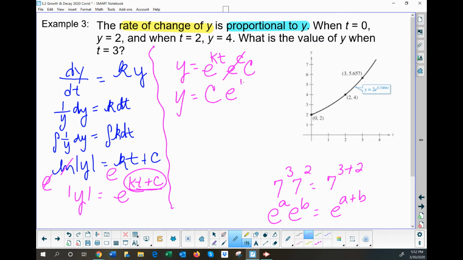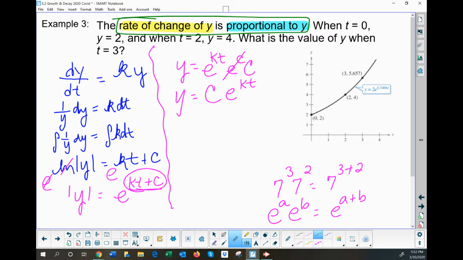Interesting. Have you guys ever seen any formula that kind of looks like that? Maybe that formula? They're one and the same, aren't they? Just different variables. K instead of R for rate, C instead of P for principal. But it is our growth and decay model. So we just took a differential equation and solved it and found out that that is the exponential growth decay model. That's kind of cool, I think.